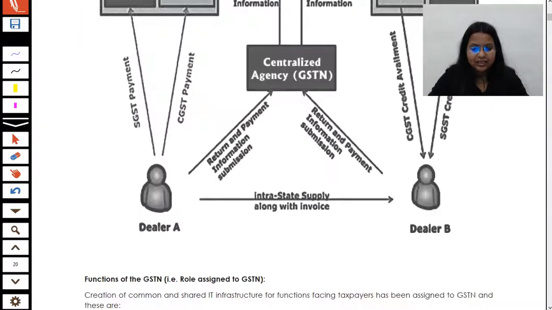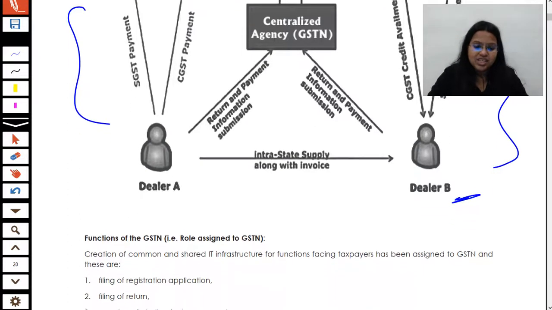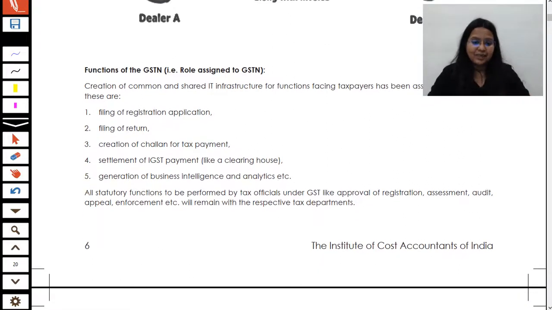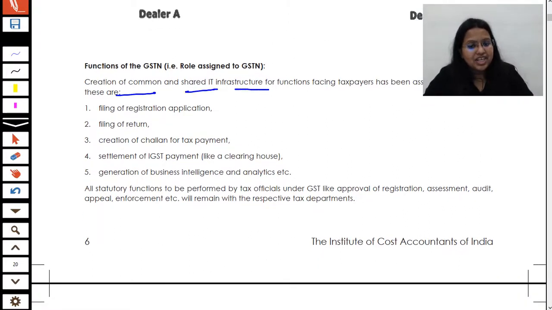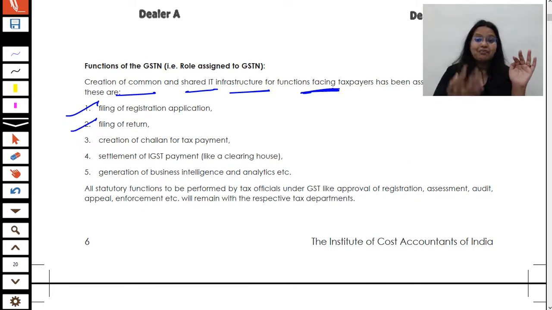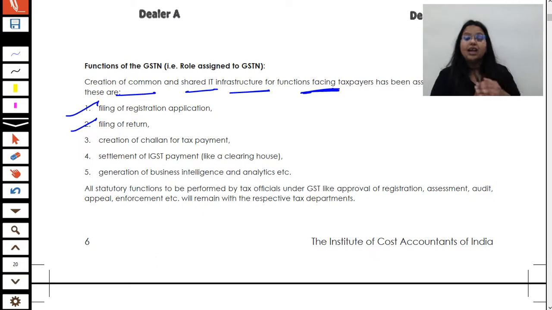Next, there are functions of GSTN, that what functions are performed with the GSTN. So let's understand about it, because as I've already told you, this is a repeated question in the examination. Creation of the common and shared IT infrastructure for functions facing taxpayers. Now, which functions they are providing to the taxpayer? Filing of registration application, because first of all we have to take admission in the school. It means we have to file for the application for the registration. Second, filing of returns. Third, whenever we are required to make GST payment, we have to create a challan. So GSTN will help us.